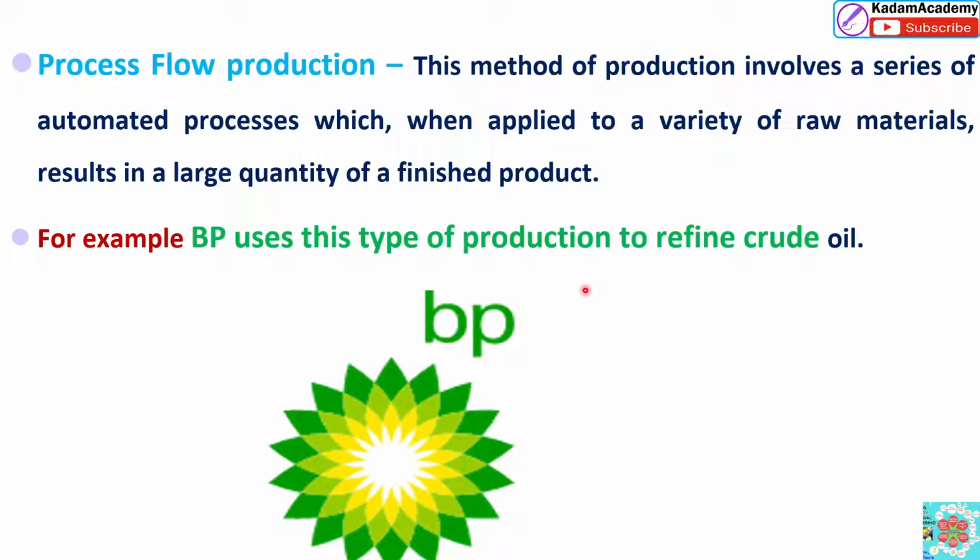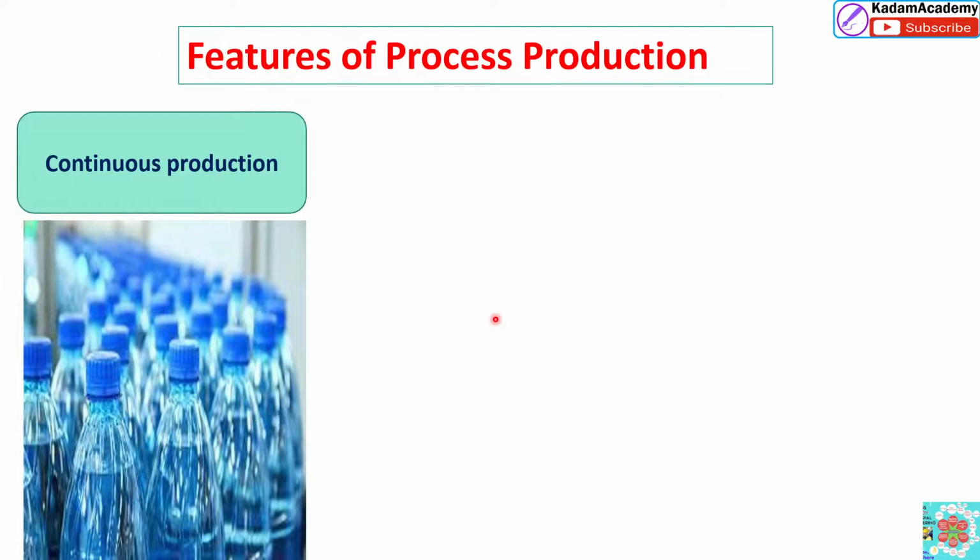And next is the process flow production. This production method involves a series of automated processes, applied to a variety of raw materials, resulting in a large quantity of finished products. See the example of BP. BP uses this type of production to refine crude oil. BP is one of the largest companies in the world. From crude oil they manufacture petrol or diesel. The flexibility of this plant is almost zero because only one product can be produced here. The continuous production is there, correct?